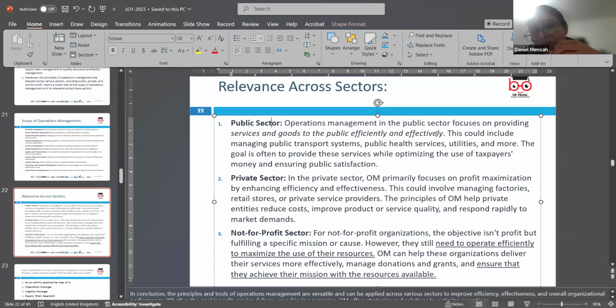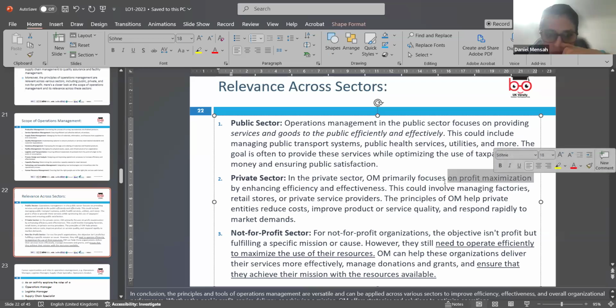In the private sector, of course, they are producing products and services. They want to enhance the efficiency and effectiveness of the organization, which will lead to profit maximization, because private sector firms and companies are mainly concerned with profit maximization. So their main objective and goal is to enhance their profits, so they keenly focus on efficiency and effectiveness.